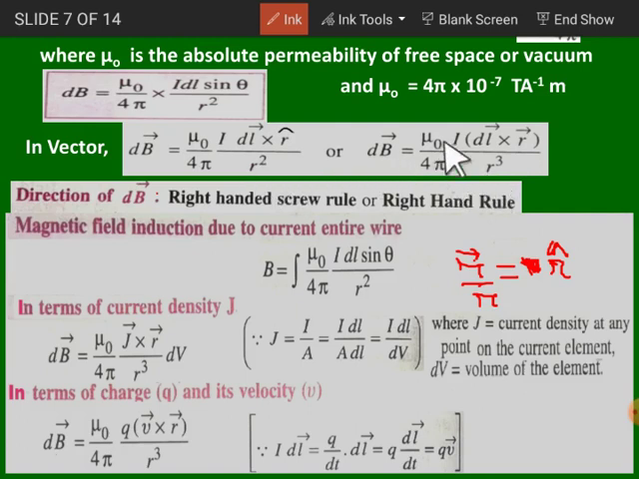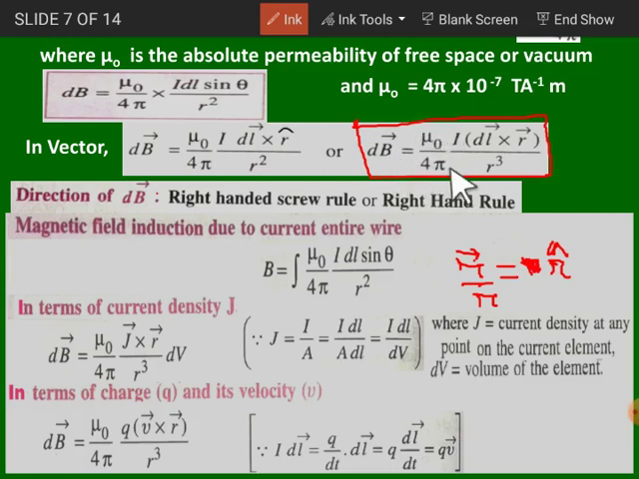So in the form of that vector notation, you can write it like this. Got it? dB vector is equal to what? Mu naught I dl vector cross r vector divided by r cube. Mu naught by 4 pi will always be there. Mu naught by 4 pi times I dl cross r vector divided by r cube. So this will give you the direction of the magnetic field.